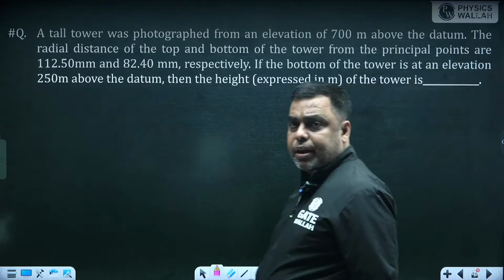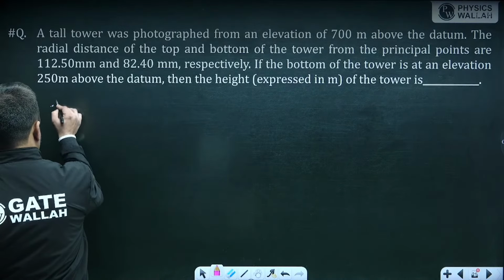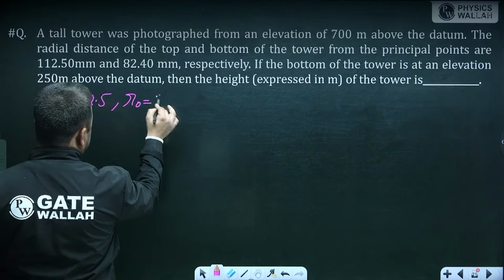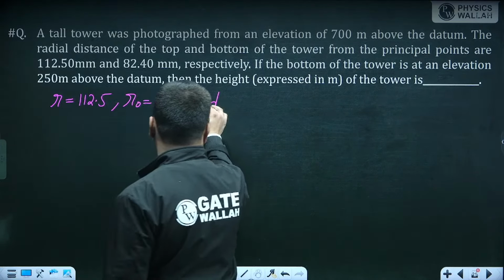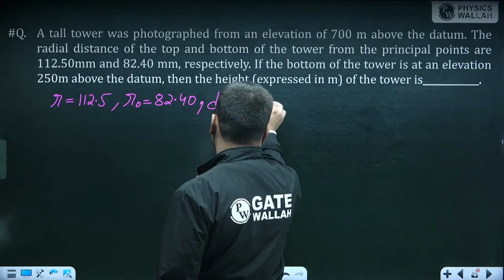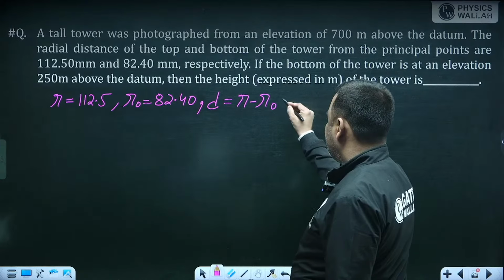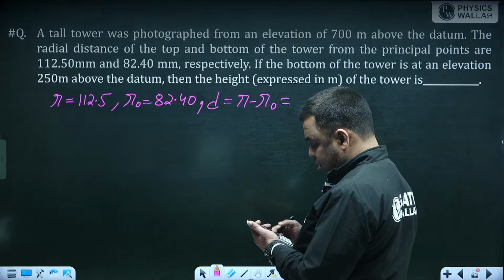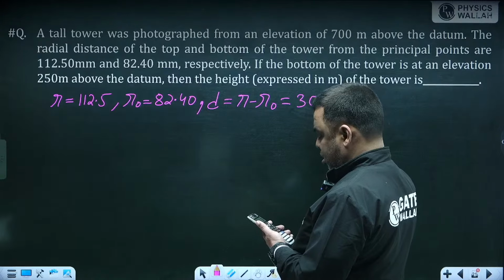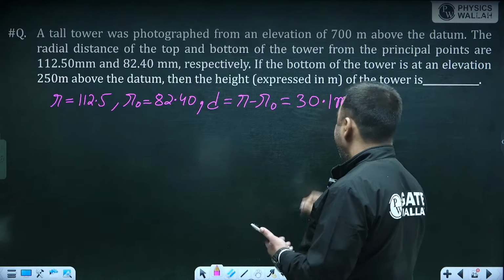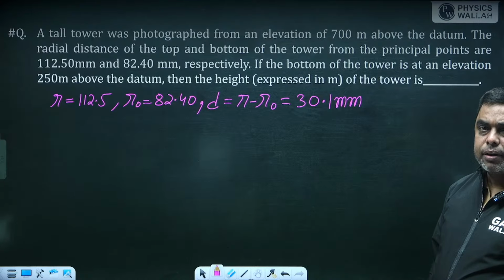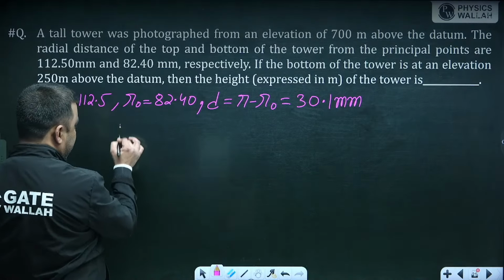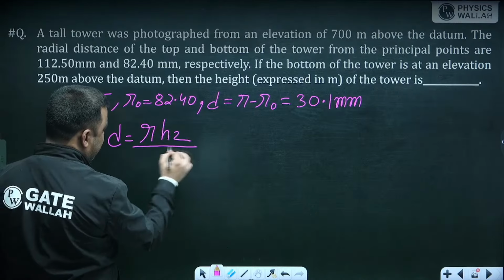See, in this question, R is 112.5. R naught is 82.40. And we know that d is equal to R minus R naught, that is 30.1 mm, right? Further, we know that d is equal to R into (H2 minus H1) upon H.